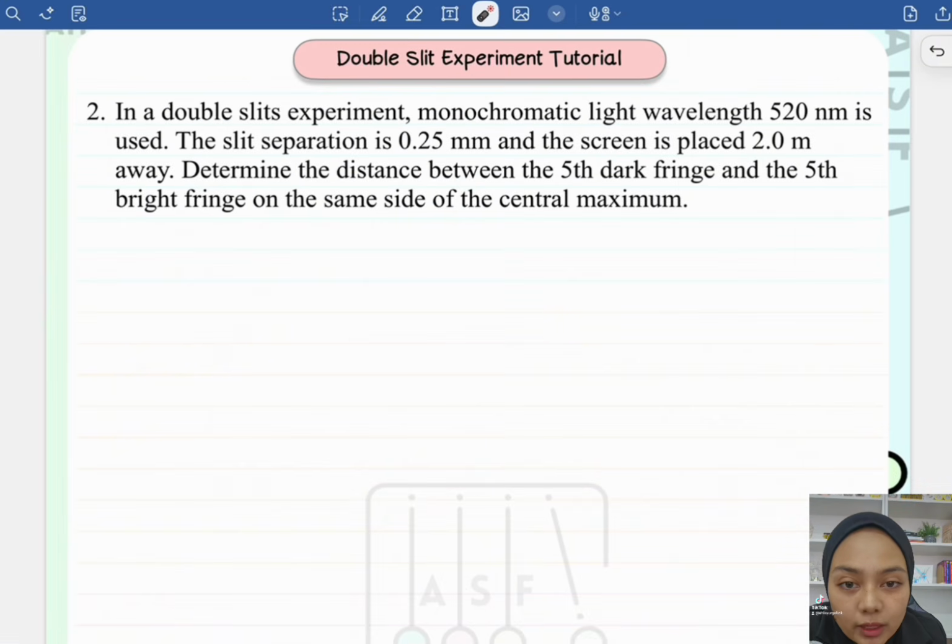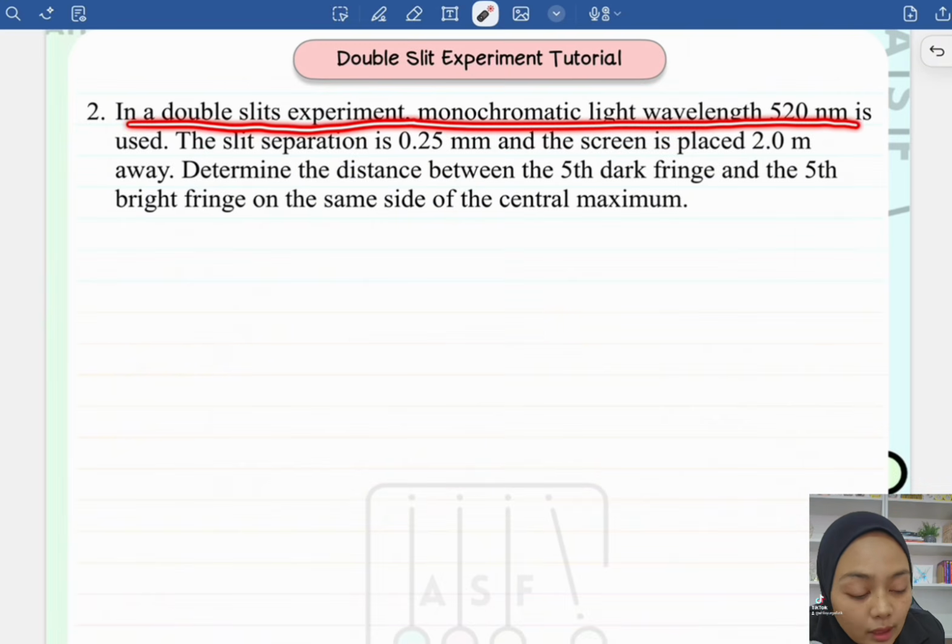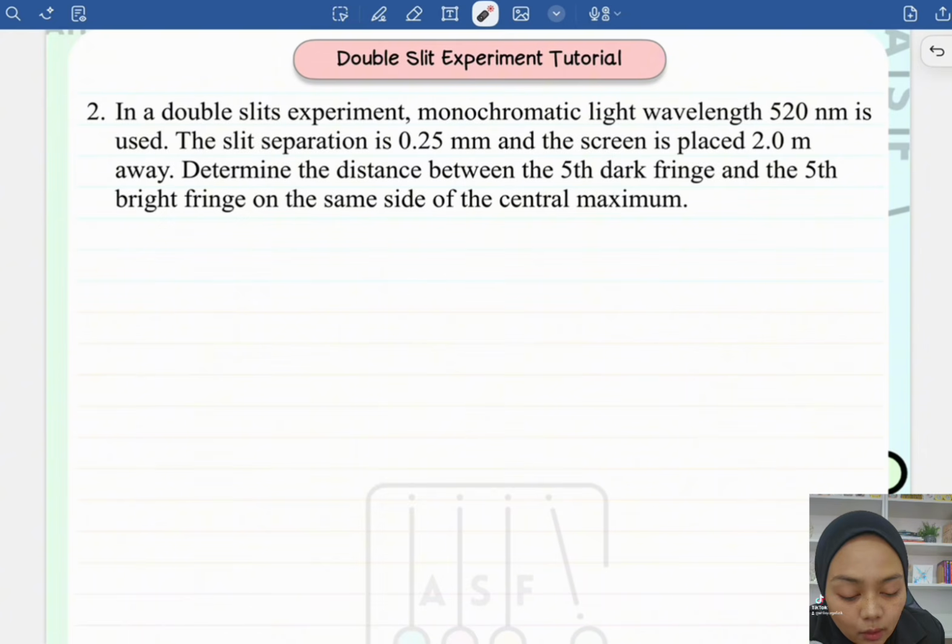Alright, let's move to question number 2. In a double slit experiment, monochromatic light of wavelength 520 nanometers is used. The slit separation is 0.25 millimeters, so this is d. The screen is placed 2 meters away. Determine the distance between the fifth dark fringe, so m equals 4, I believe, and the fifth bright fringe, which is just m equals 5. So we have to calculate the distance between those two.